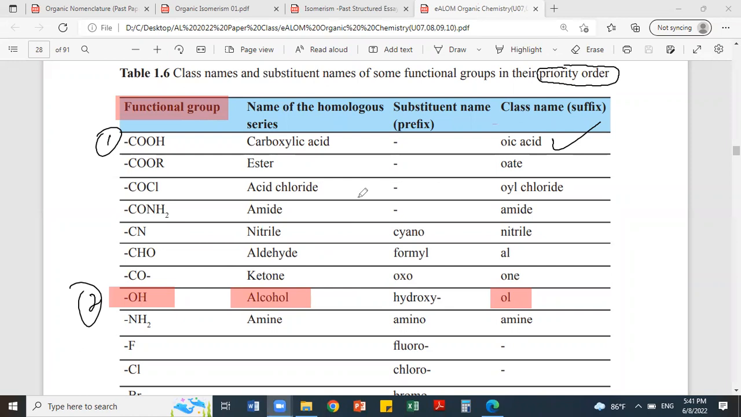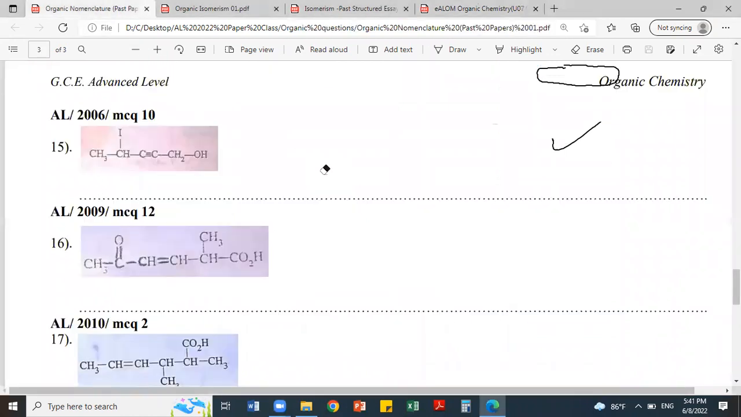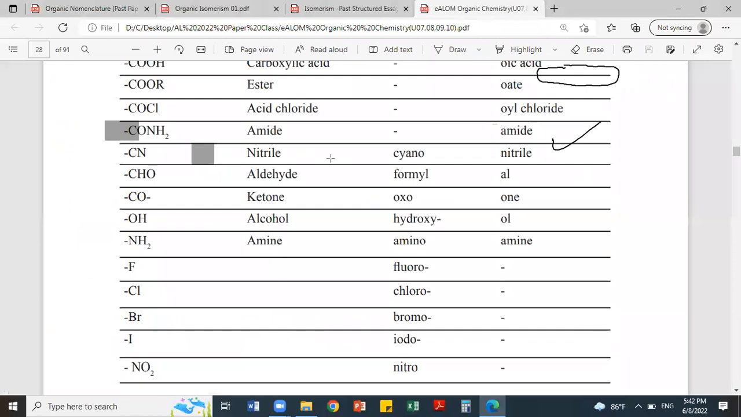alcohol. But here halogens, iodine, are also attached. That example is from the 2006 A level MCQ. You can see iodine is there, and OH. When both iodine and OH are there, again we have to refer to the priority. What should come first? The highest priority is OH, so we name this as an alcohol, and the iodine becomes iodo. Halogens will never become the functional group. They become just chloro, bromo, iodo, fluoro, like that, and nitro, NO2, as substituent groups in the presence of an OH group. Those things you have to remember first.